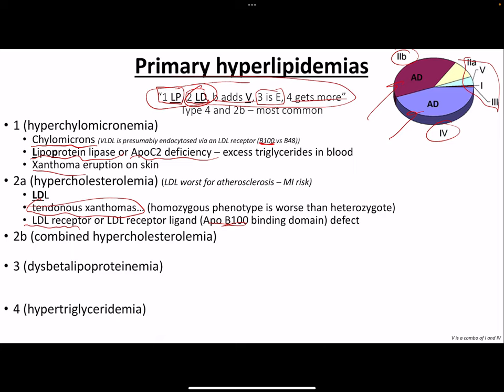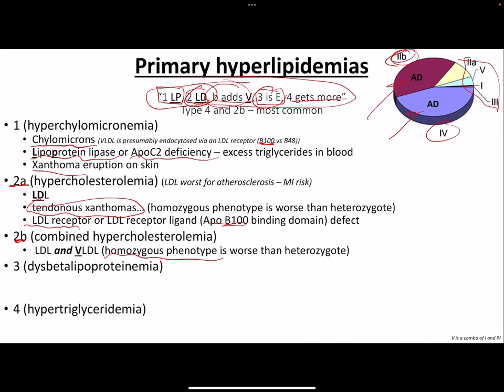B adds V. So we have two types, 2A and 2B. 2B: B adds V, so LDL and VLDL. I'm actually not sure the proteins that cause 2B, though 2A makes sense. Note that for 2A and 2B, and 2B is the more common one, you can potentially have a homozygous and a heterozygous form, and the homozygous mutant phenotype would be worse.